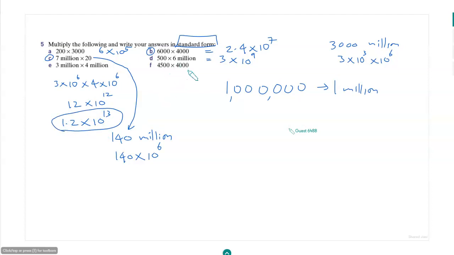4500 into 4000. You can do this, right? Yes. Just do 45 times 4. So that will be how much? 180, right? Yes. So 180 times how many zeros? 1, 2, 3, 4, 5. So this product is actually 180 times 10 to the power 5, because there are 5 zeros. So this is 1.8 times 10 to the power of 7, right? Yes. Okay, fine.